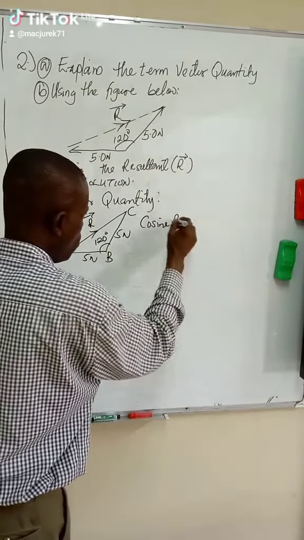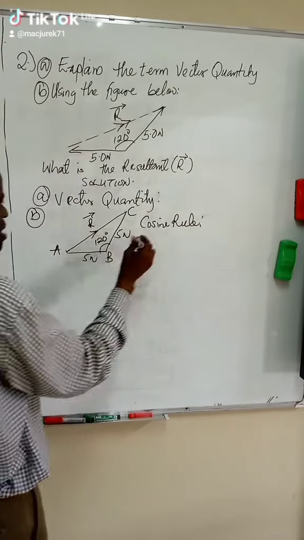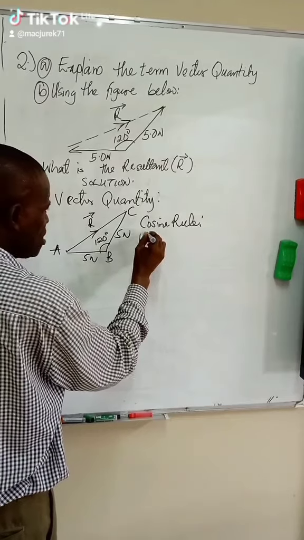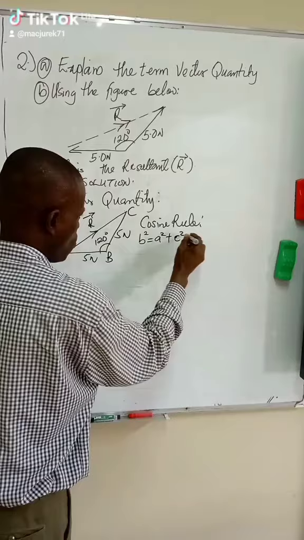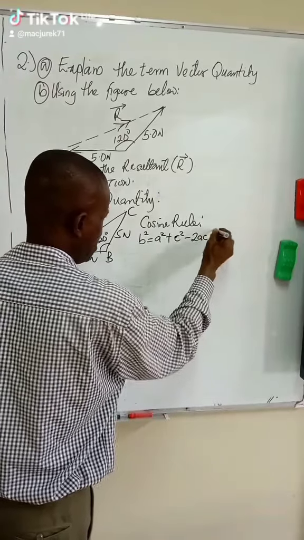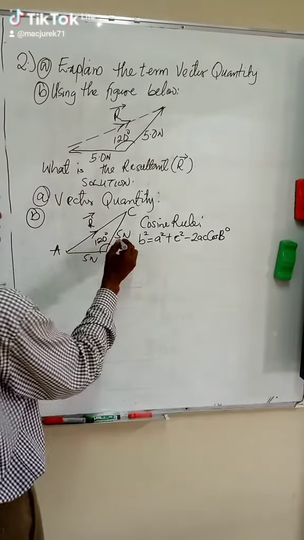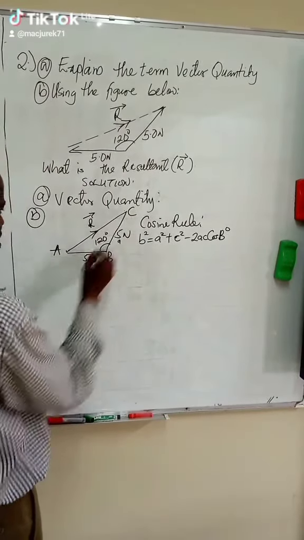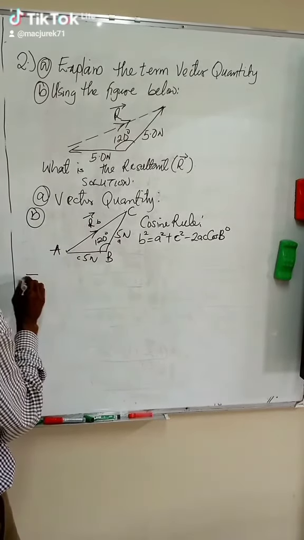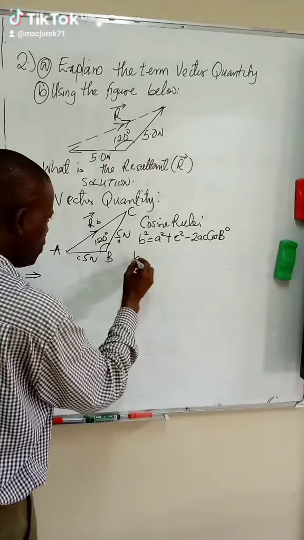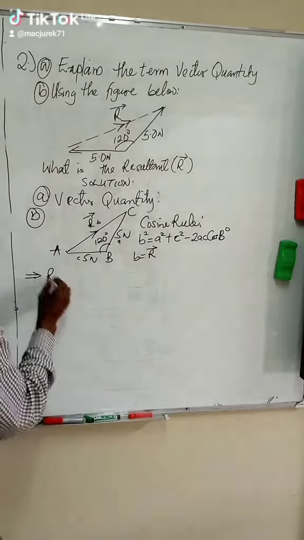I will be using the cosine rule. And if I'm using the cosine rule, since this unknown is represented by small letter b, b squared will be equal to a squared plus c squared minus 2ac cos of B degrees. That means this is my small a, this is my small c, and this is my small b. So this b is the same thing as this resultant.